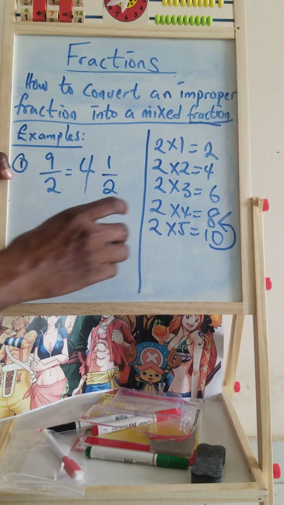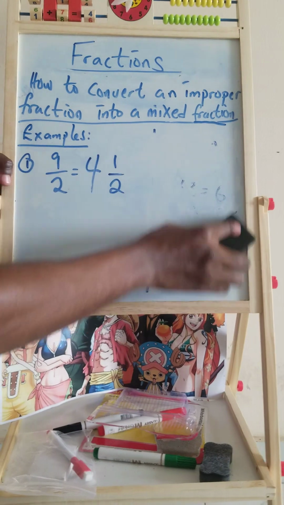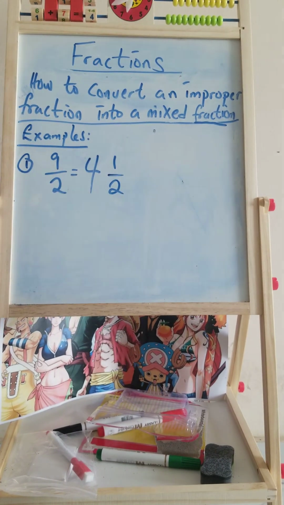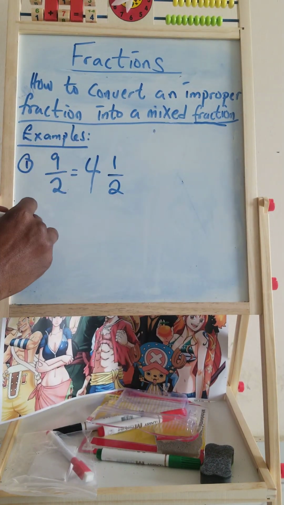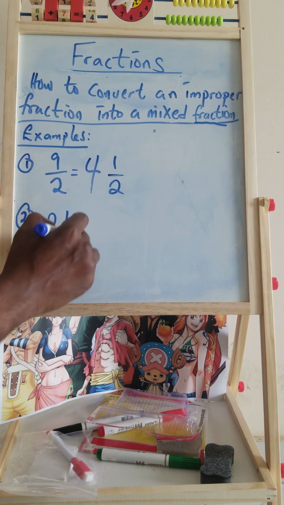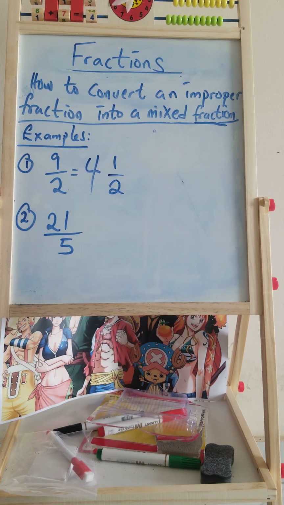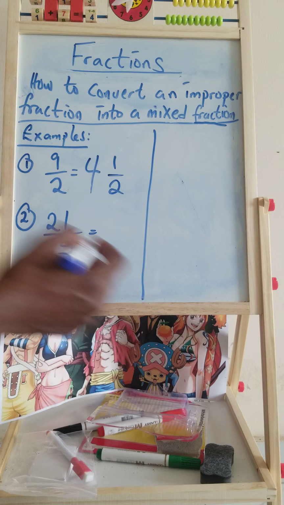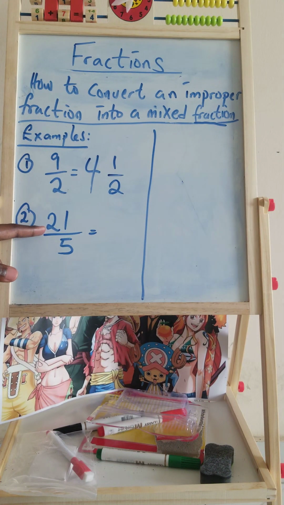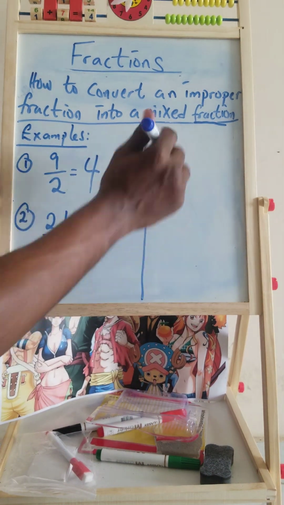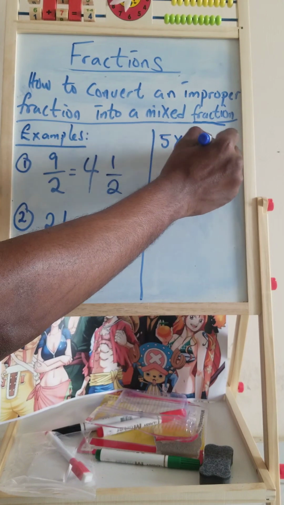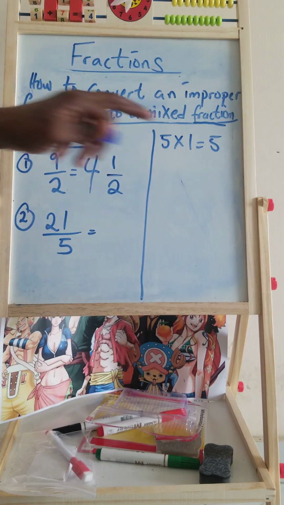Let's look at another example quickly. Example 2, I can have 21 divided by 5. This is also another improper fraction. What do we do here? We look for the multiples of 5, same like we did for 2. The multiples of 5, let's go. 5 times 1 is 5. We are going to 21, we are still at 5.